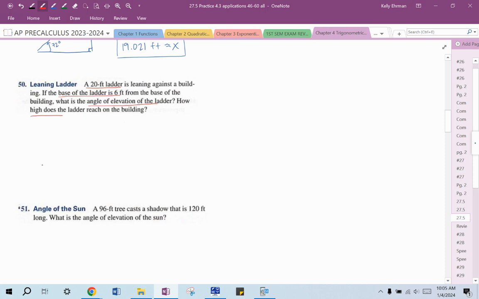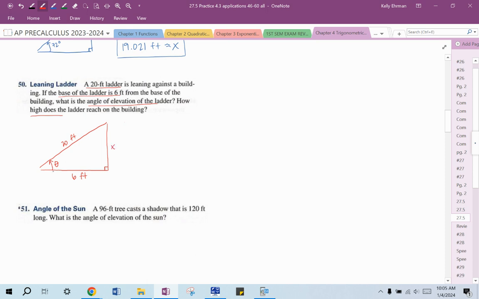So let's draw the picture first. Same idea as the last picture. We have, again, a 20-foot ladder. We know that the base of the ladder is 6 feet. I don't really do a good job of drawing to scale here, but 6 feet from the wall. What is the angle of elevation? And then what is the height of the building?